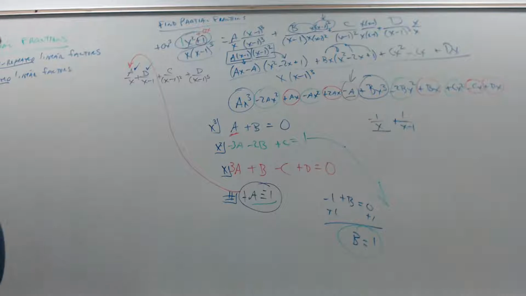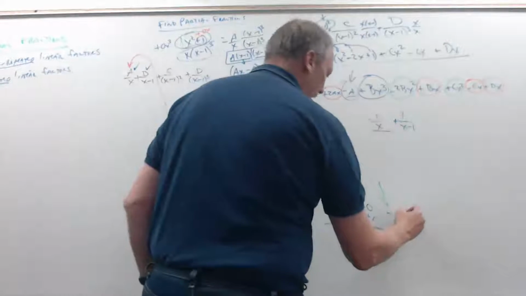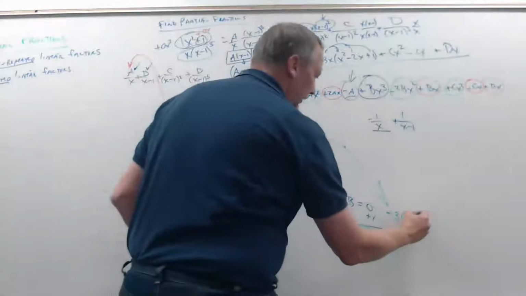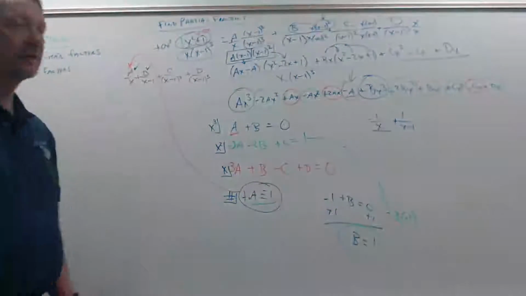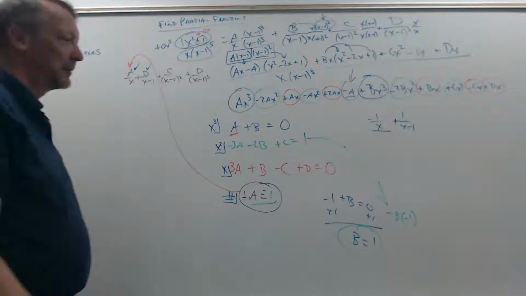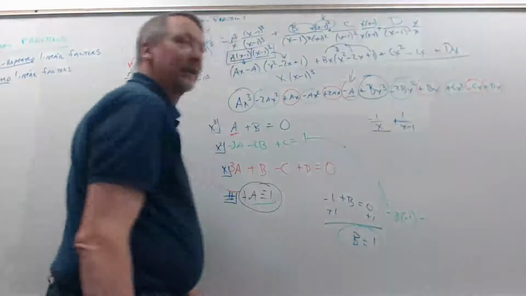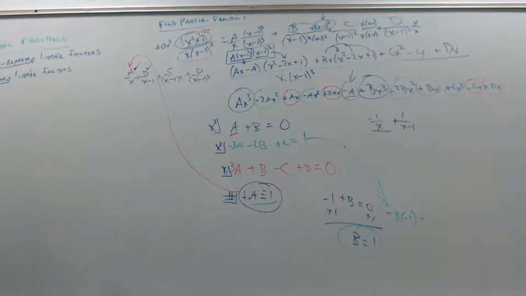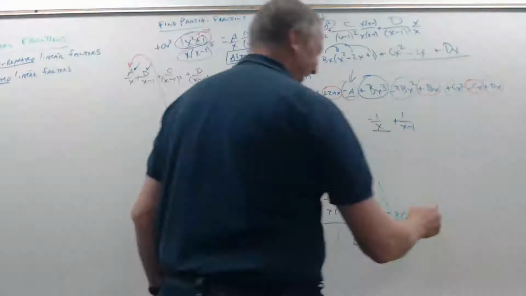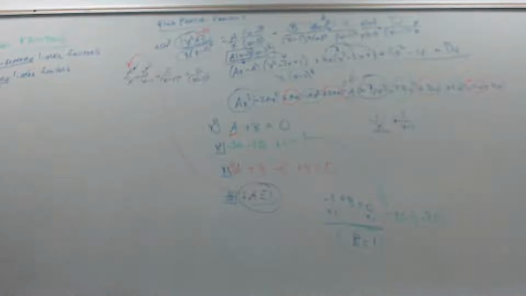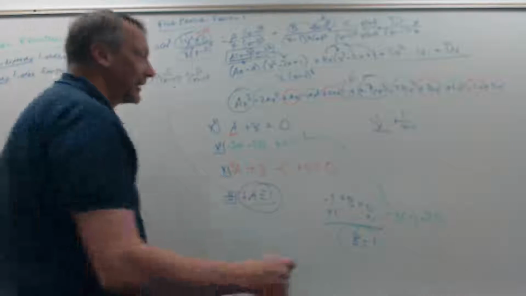Negative 3 times negative 1, negative 1, minus, minus, 2 times 1. You sure about that? I'm pretty sure. Okay, let's see. Plus c.